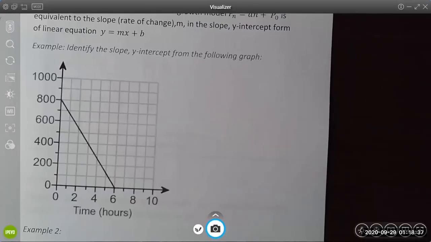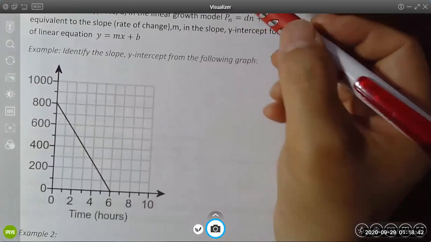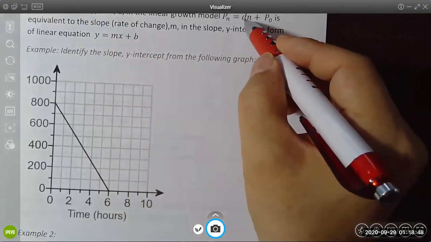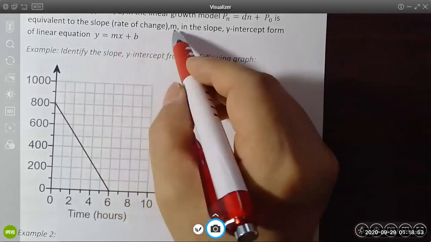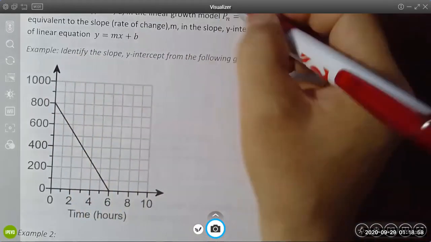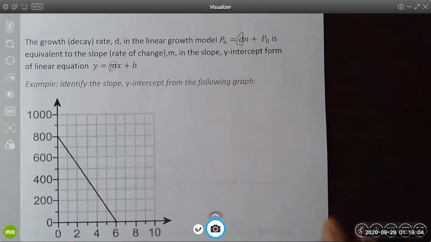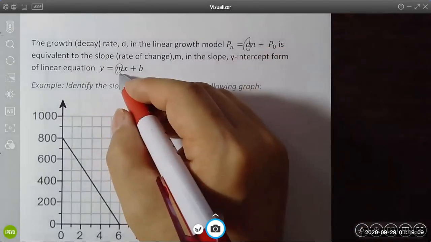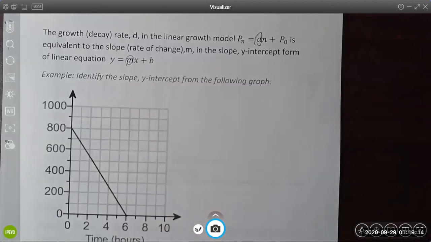And the growth, yeah, this is some refreshment. The growth or decay rate d in our linear model here is equivalent to the slope, or what we call the rate of change, m, in the slope y-intercept form of a linear equation. It just says this growth rate equals slope in the linear model. The growth rate in your linear model is the same as the slope in the slope y-intercept form of a linear equation.